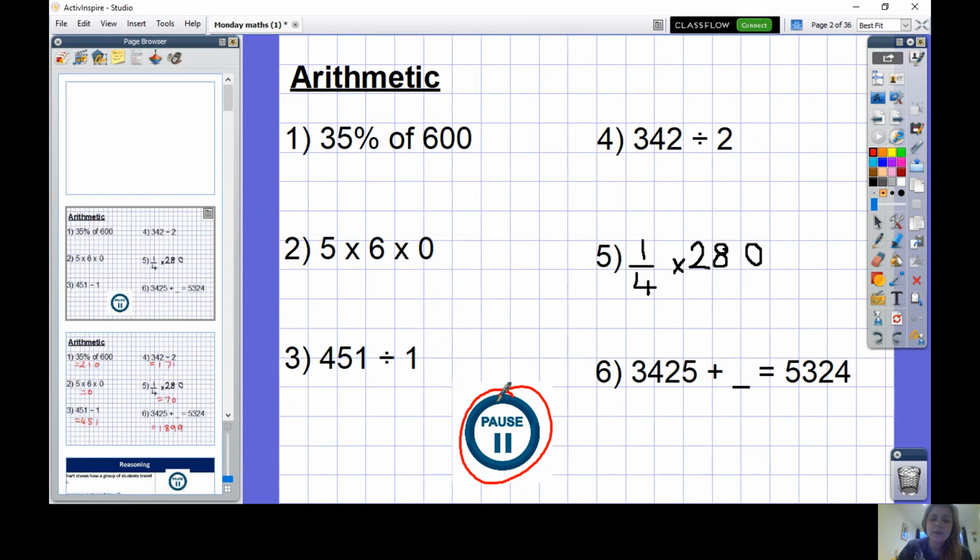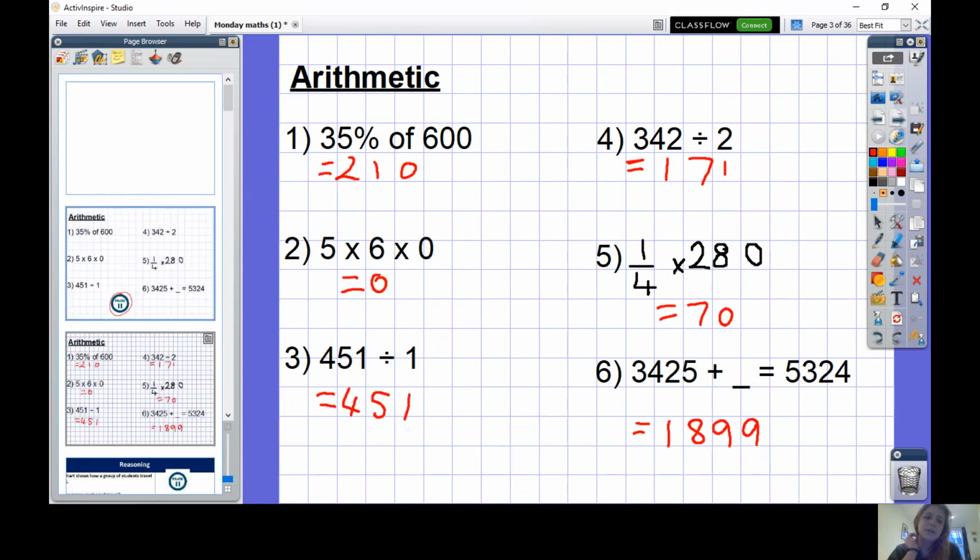Okay, you should have paused the video to answer all 6 questions because I'm now going to go on to the answers. For these ones, they were mostly quite simple, so I don't really need to go through any of the answers. You can see they're up here. Remember, with 35% of 600, you could use chunking or timesing method. And for question 6, you were doing the part, add the part equals the whole. Therefore, you're looking for a part, so you're subtracting.